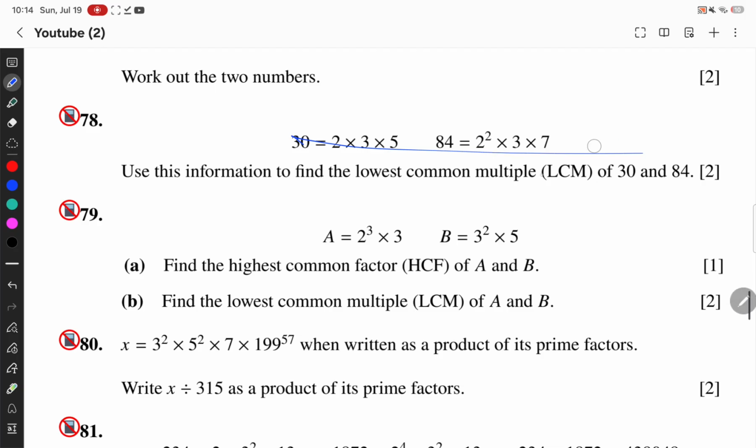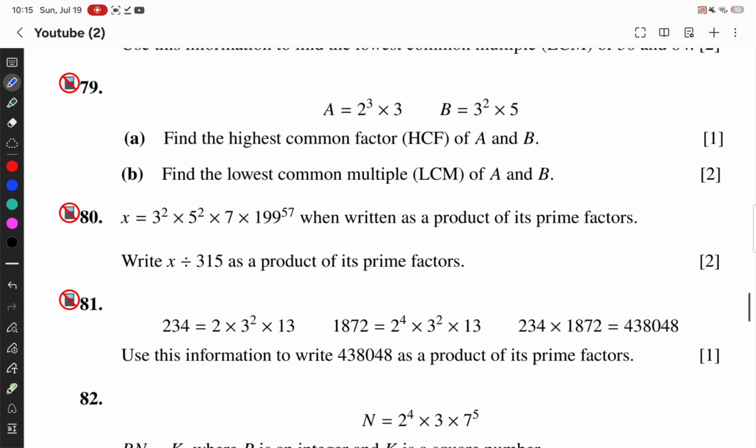Using this information, it uses the fact that you're given the numbers in terms of their powers, okay, in the prime factorization form, and you have to use the fact how LCM is the highest number, HCF is the lowest, LCM is the highest. Sorry, yeah.